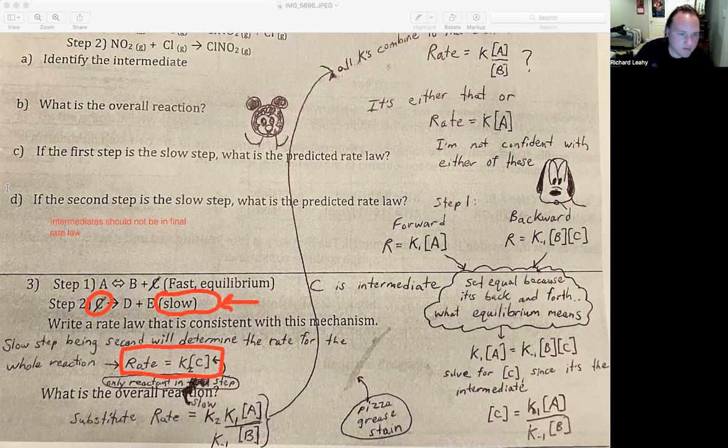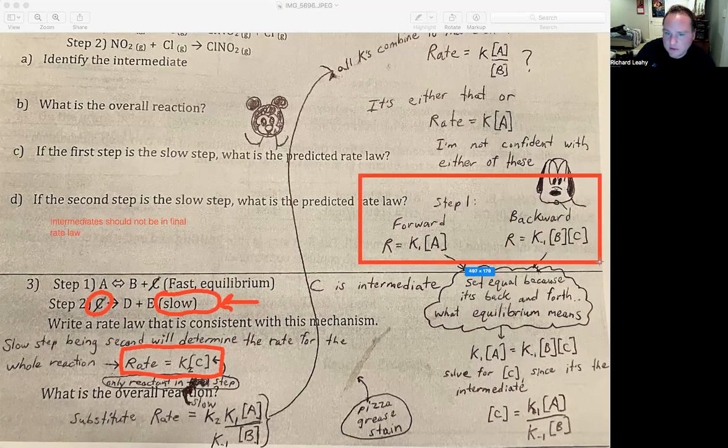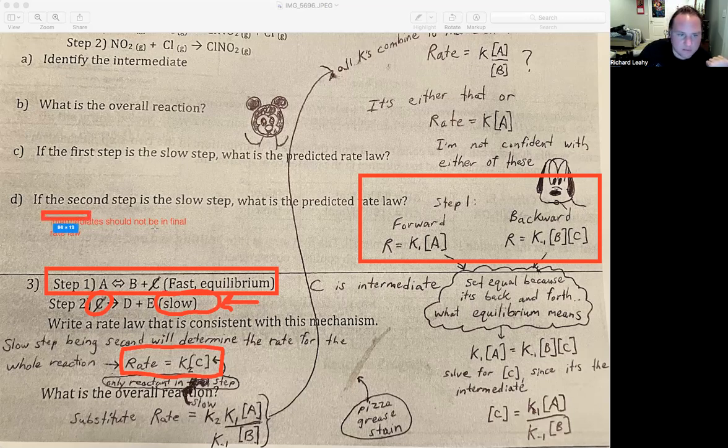Again, my writing's all over the place, so I want to explain this in an order that's a little simpler to understand. I'm starting with step one right here, with the goofy dog. So forward, we're going to look at step one right here, and it says fast equilibrium. Normally you don't look at this step, but I want to express the rate law without using C, because of this idea that intermediates should not be in the final rate law. So C should not be there.